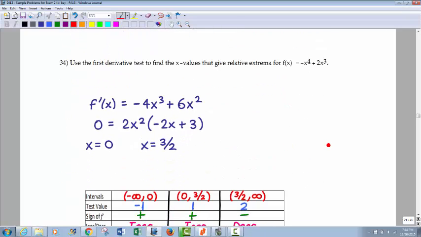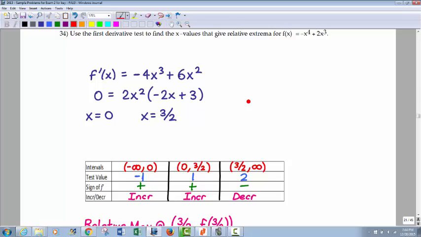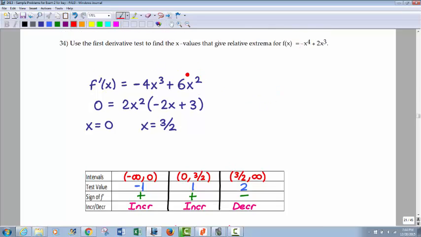Okay, first derivative test, relative extrema, same thing. This is a pretty straightforward polynomial. Probably shouldn't be too difficult. So the derivative is negative 4x cubed plus 6x squared. I factored out a 2x squared to get negative 2x plus 3. That gives me 0 and 3 halves when I set those each equal to 0.